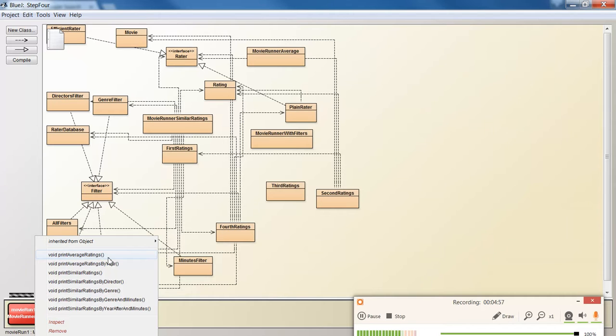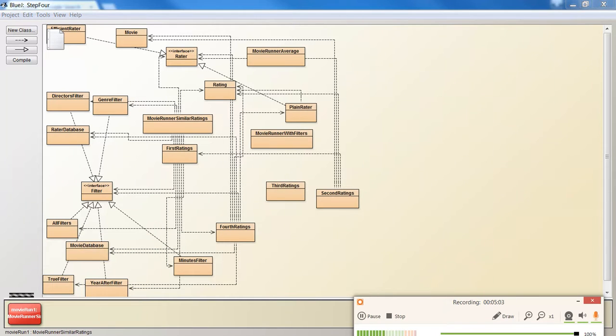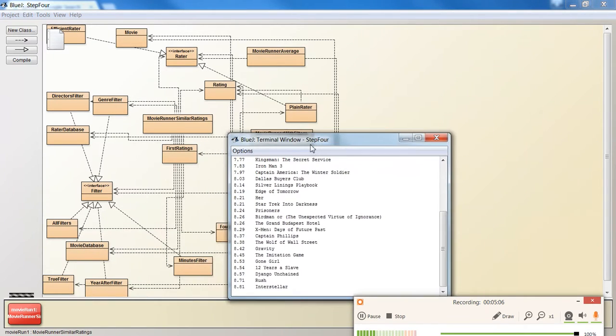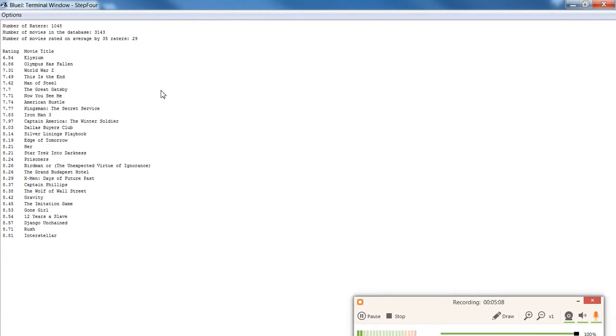software, say we are interested in the rating of movies that have been rated by a specific number of raters. So this is the output we get. So to run off some basic stats, the database contains a total of 1048 raters, and there are a total of 3143 movies in the database.